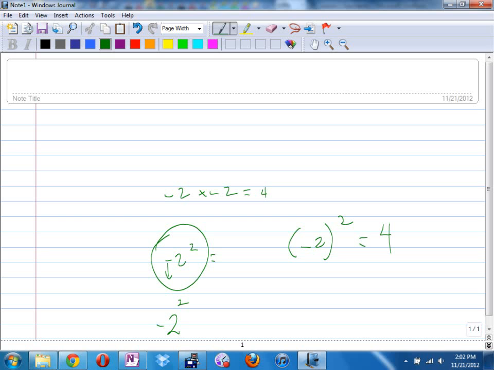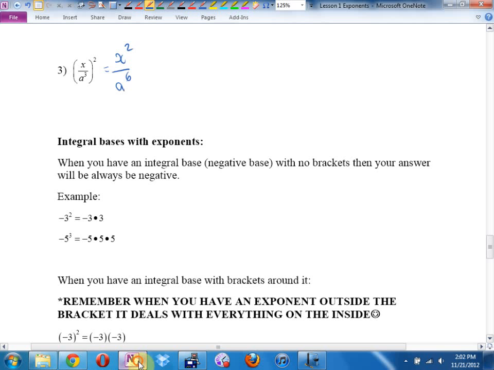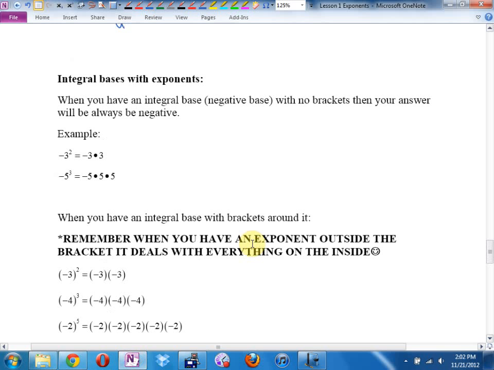Okay? You better believe on the provincial, if they give you a question like this, one of the multiple choice answers will be the negative answer that's the wrong one. In fact, they'll probably put it as A, the first one to pick from. Absolutely. Okay? So, going back to our notes, when you have a negative base with no brackets, then your answer will always be negative.